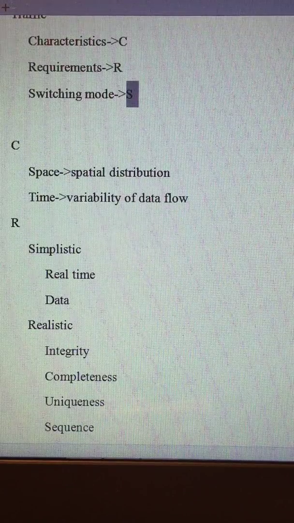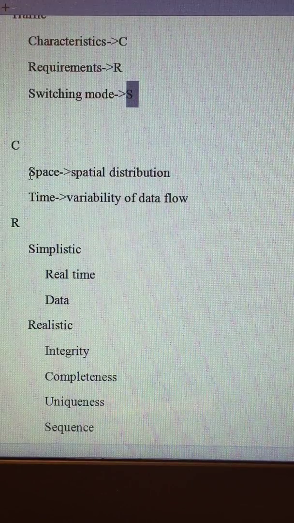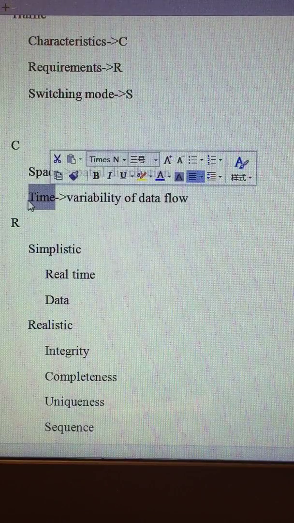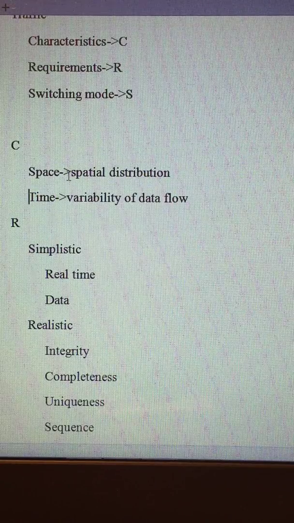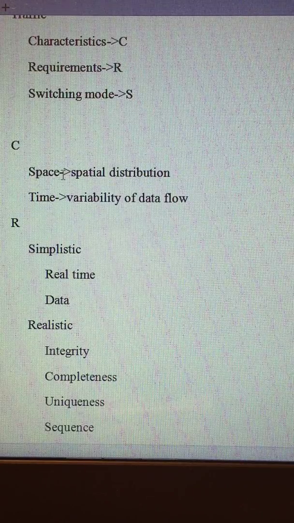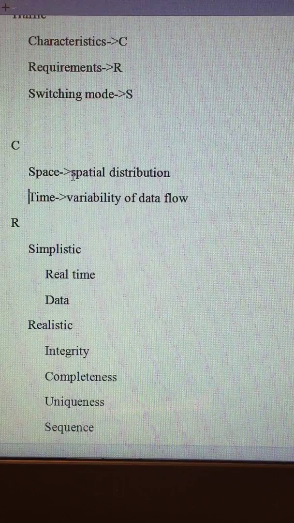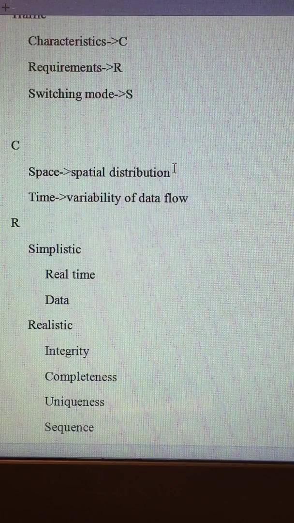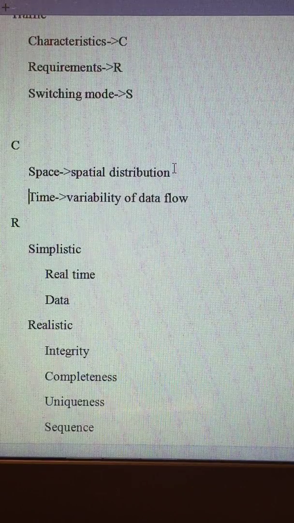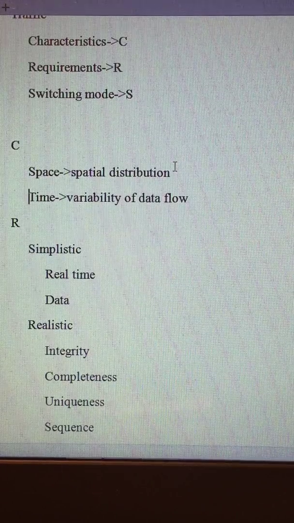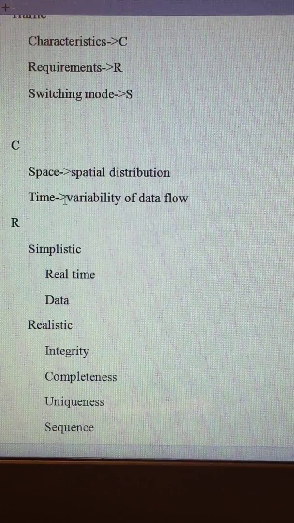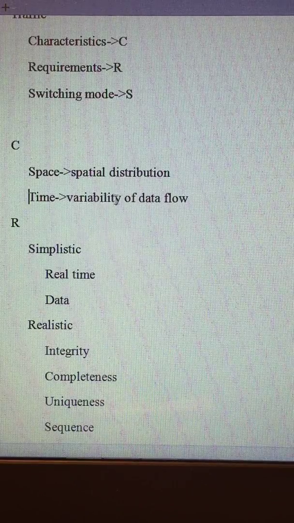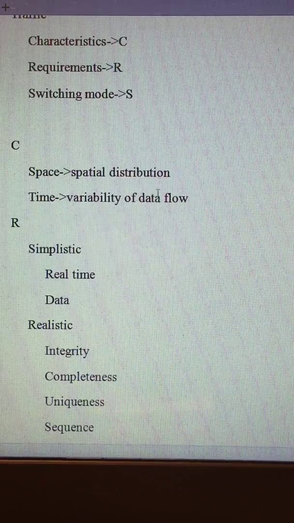Okay, for the characteristics, it can be divided into two main dimensions, which means the space dimension and the time dimension. For the space dimension, the main thing is the spatial distribution, which means in different places the usage of the traffic will be different. And for the time dimension, the usage of the traffic will vary by different time.